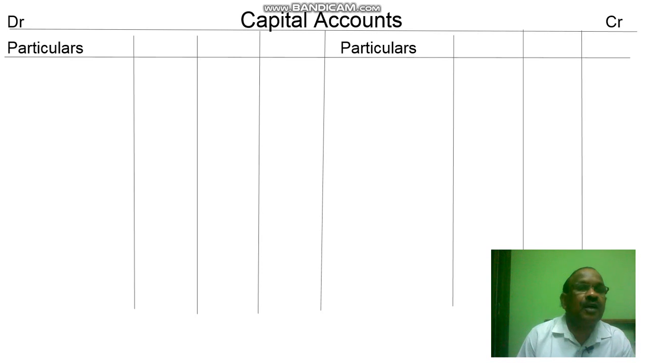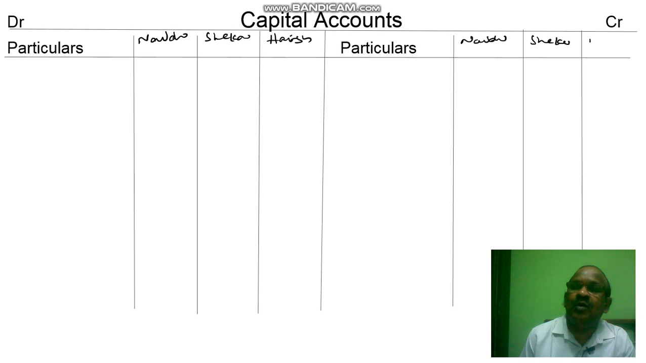So here initially Naidu, Shaker, Harish, Naidu, Shaker, Harish. So we write the rupees also, because we are entering the figures, that is the rupees. That's why we will write the rupees.